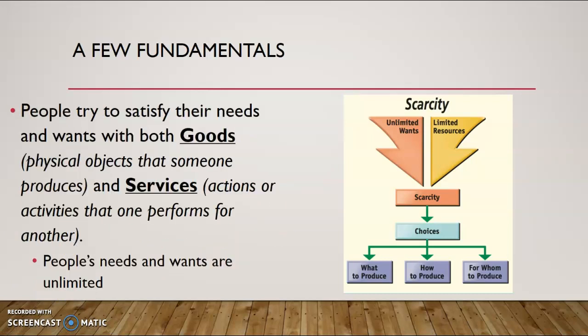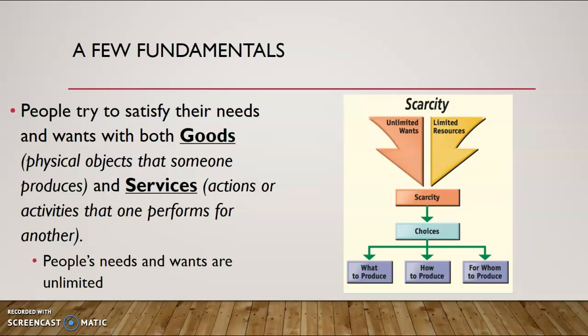So people try to satisfy their needs and wants with both goods and services. Goods are physical objects someone produces: car, shoes, sunglasses, hat, food. Services are the actions or activities that someone or something performs for people.